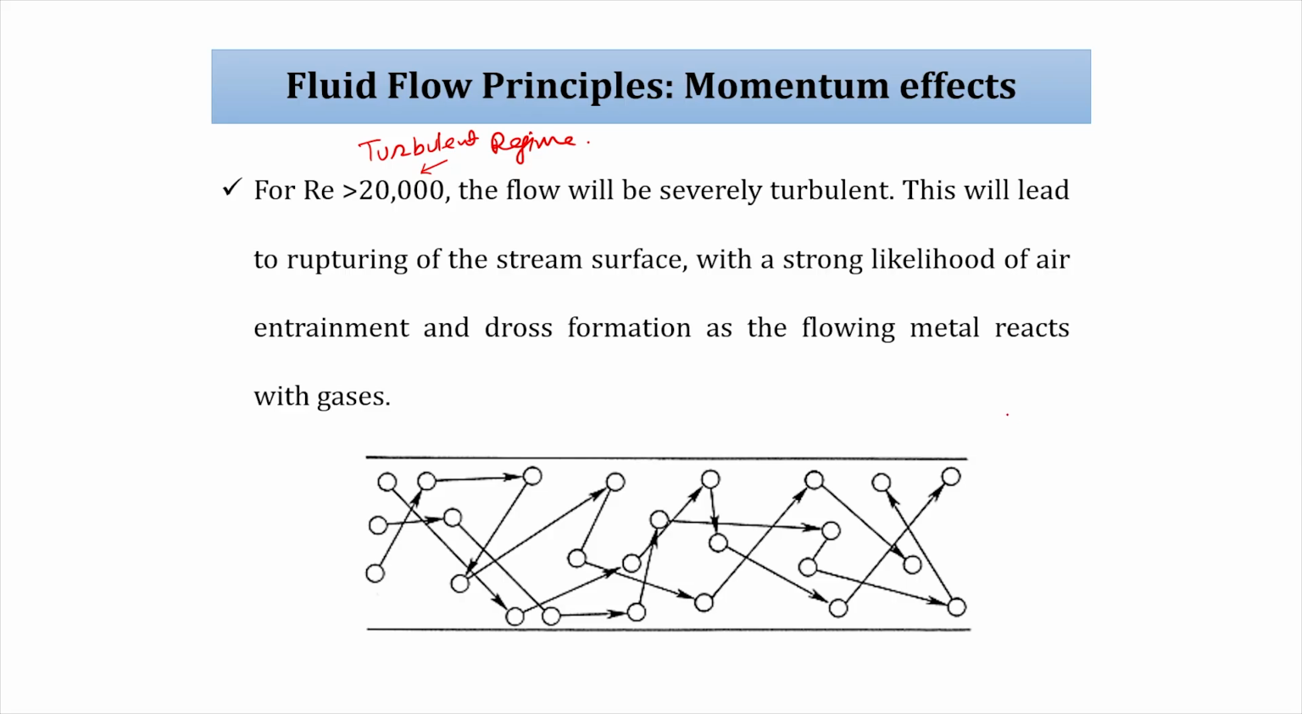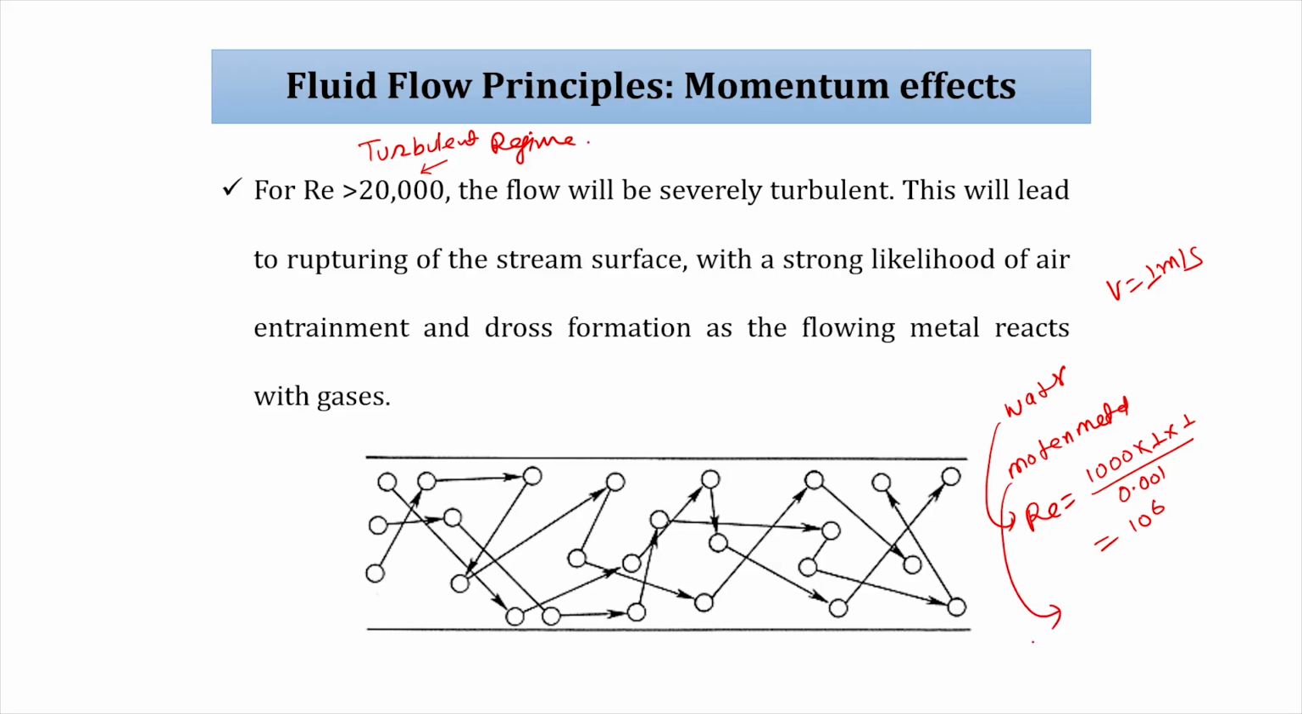So, let us assume water and molten metal. For the calculation of Reynolds number, let us assume L equal to 1 meter and V equal to 1 meter per second. For water, density 1000, V is 1, L is 1 meter, viscosity is 0.001, so Reynolds number is 10 to the power 6. But what happens with molten metal? Same thing, Reynolds number 7000 times, because the metal has high density, it becomes 7 times higher because of density. Density is playing another role.